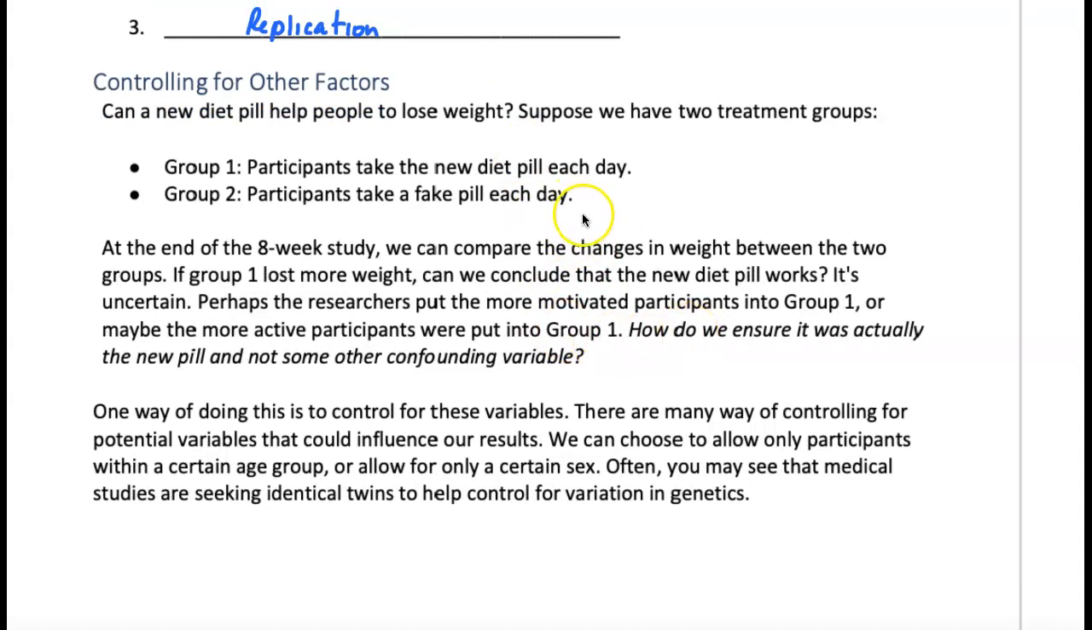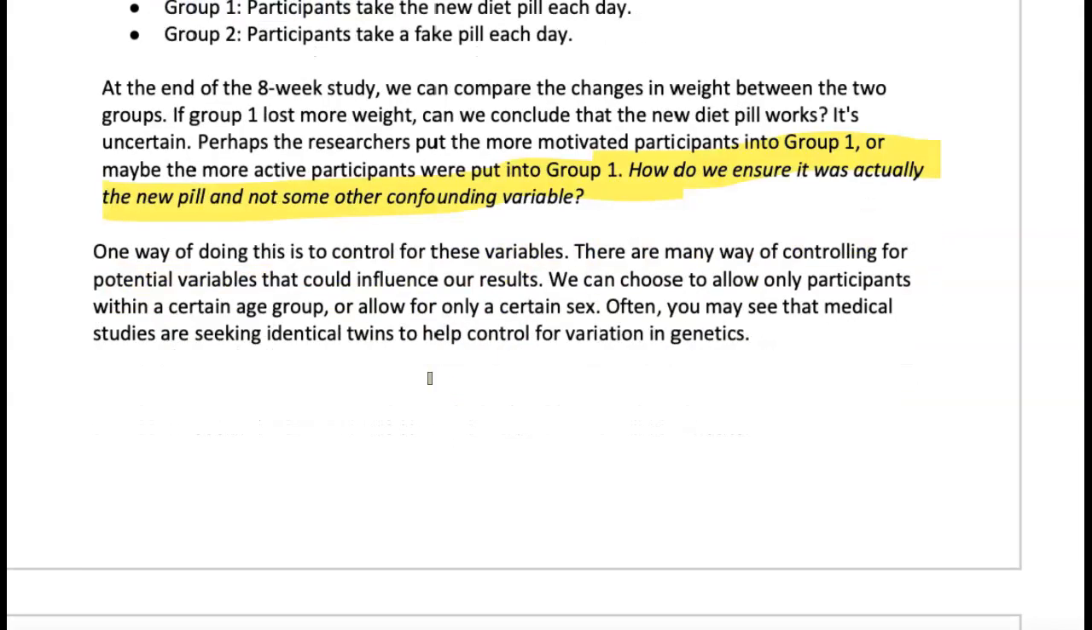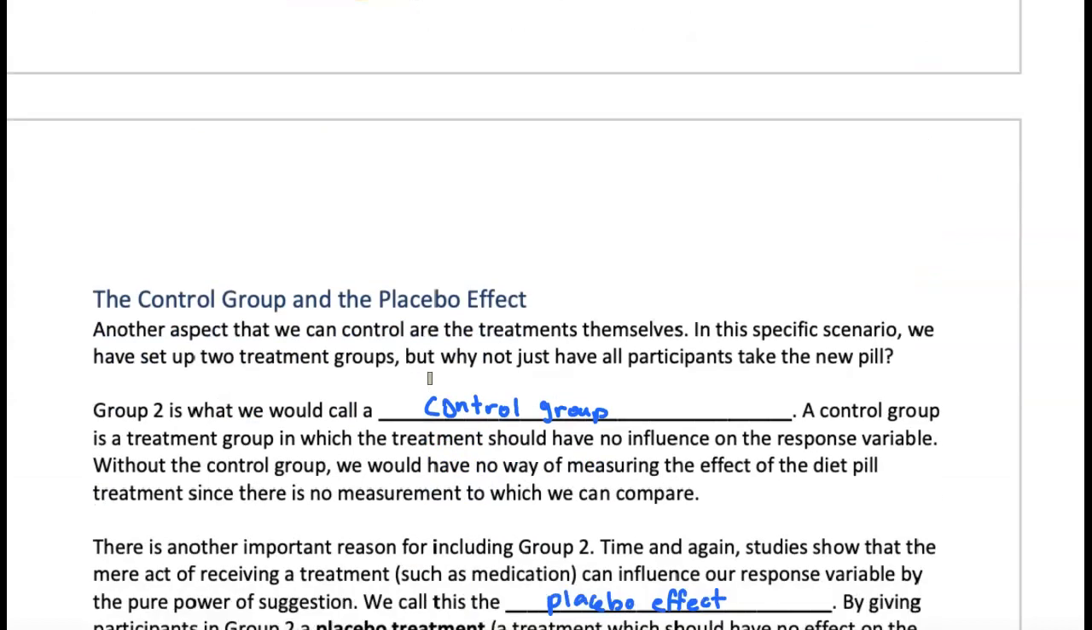Not just that the groups get a pill. We would want to make sure maybe that they're the same gender, right? And it's this question: how do we ensure that it's actually the new pill? You need to control for other variables: gender, maybe weight, exercise level, age. These are all other variables that we would want to control for. And that's why it's kind of difficult to do a truly well-designed experiment. You have to control for a lot of variables and a lot of things.